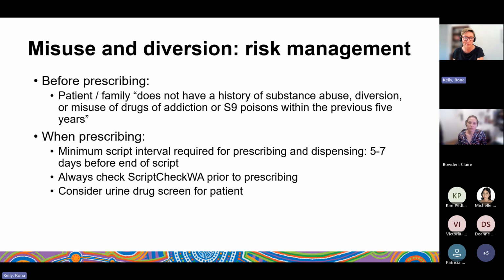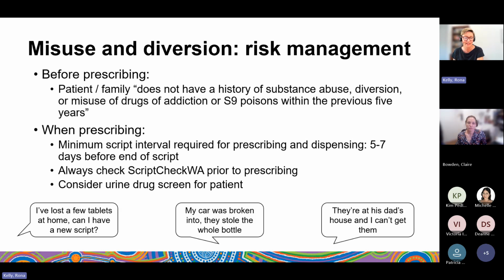There are some kids where we would consider doing a urine drug screen for the child, because if they don't have any stimulants in their system, then you can be a bit more concerned that the medicine's not going to the person it's meant to be going to. So these are a few things that can pop up, and this happens to me in pediatric clinics.